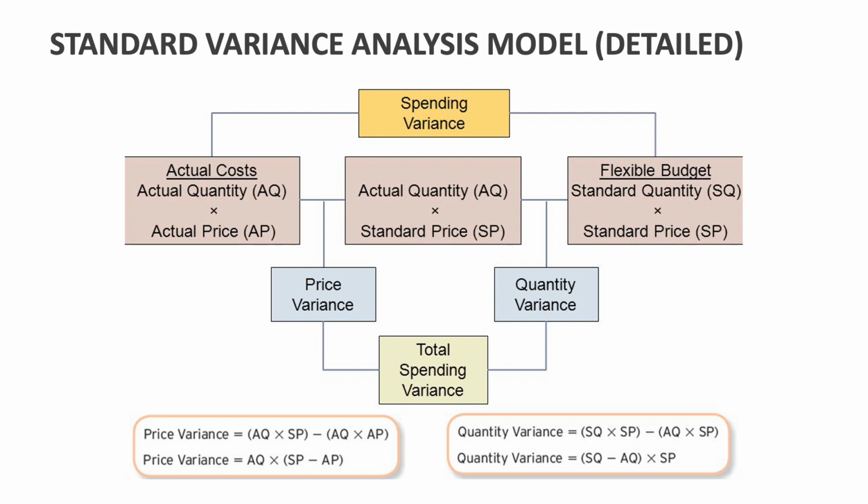Once you derive that, you will have the actual quantity multiplied by the standard price, and that will lead you to total spending variance. So the details are given.